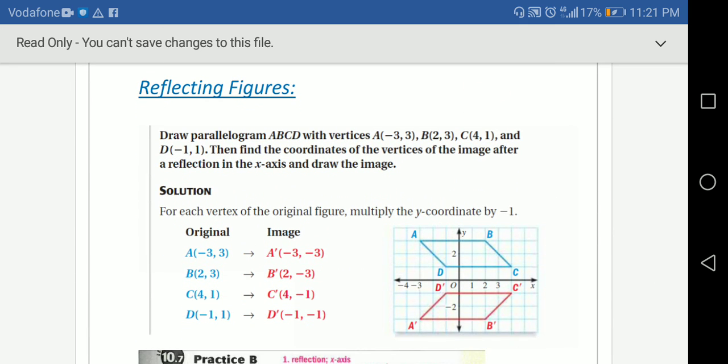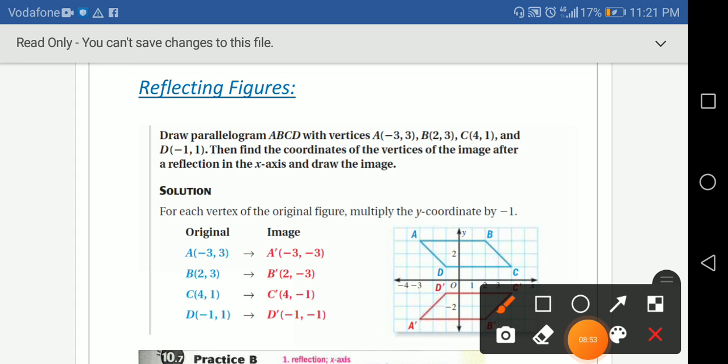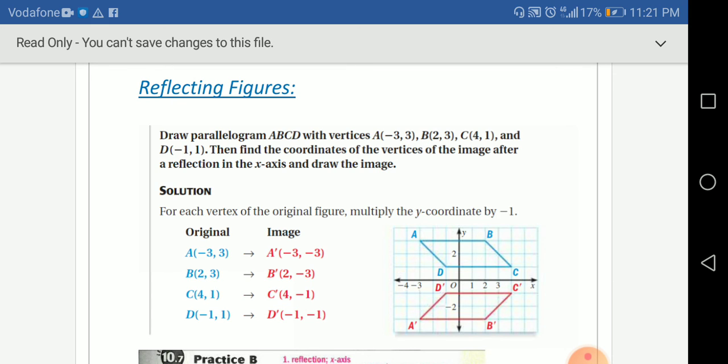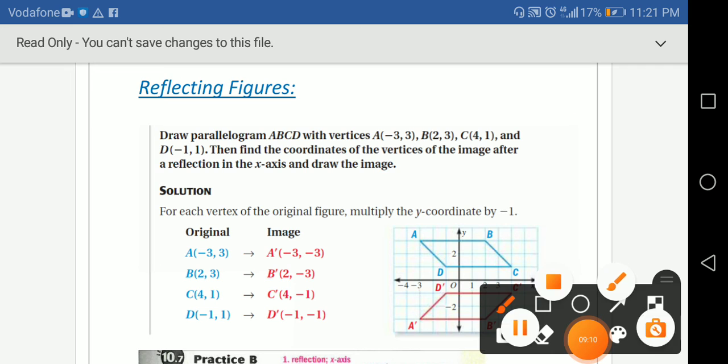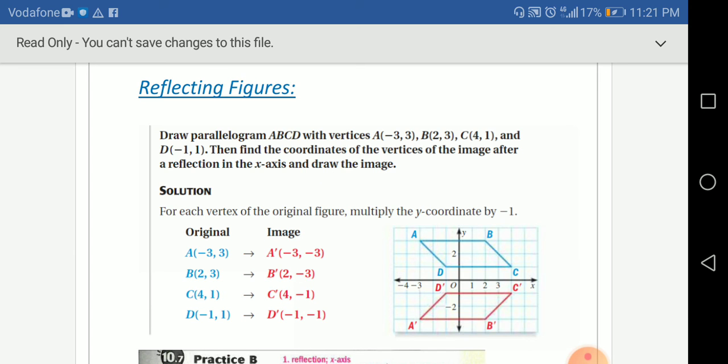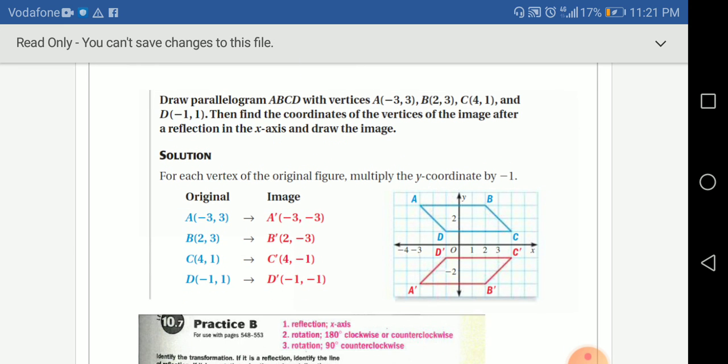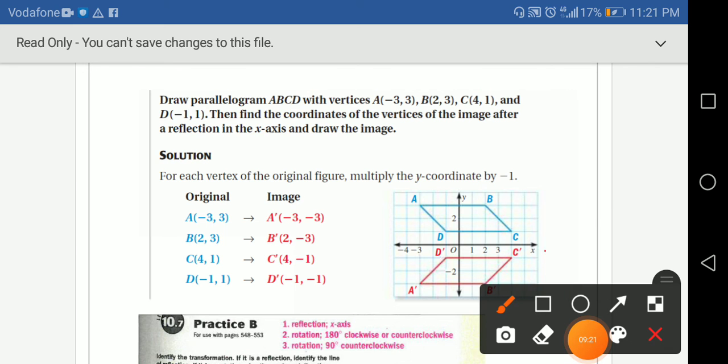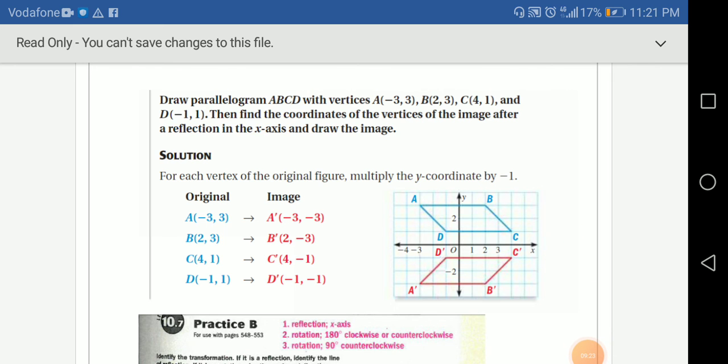The last thing we have here is reflecting figures. Here it asks me to draw parallelogram ABCD with vertices, and gives me the four vertices. Find the coordinates of the vertices of the image after reflection in the x-axis and draw it. It tells me the x-axis, so I'm going to multiply the y coordinates by negative 1. So for all the points, I'm going to draw them, and it will be like this. Very easy, I think so.